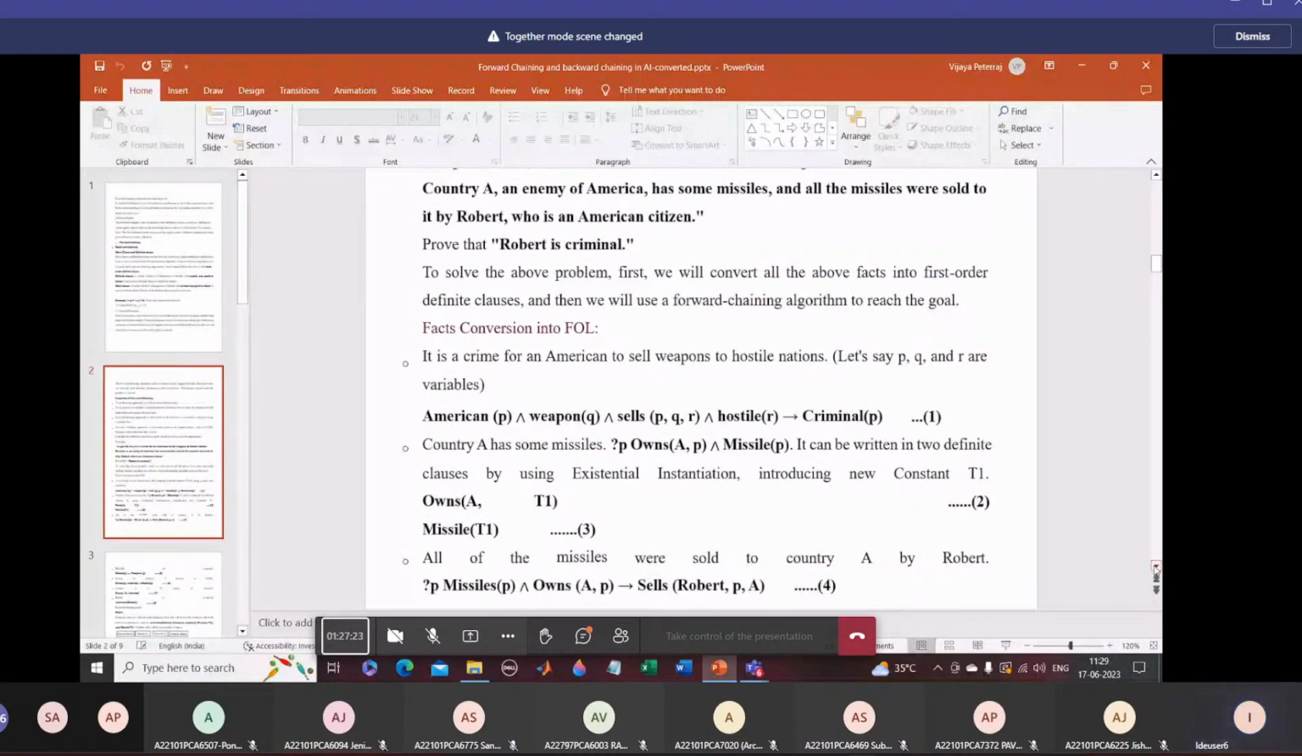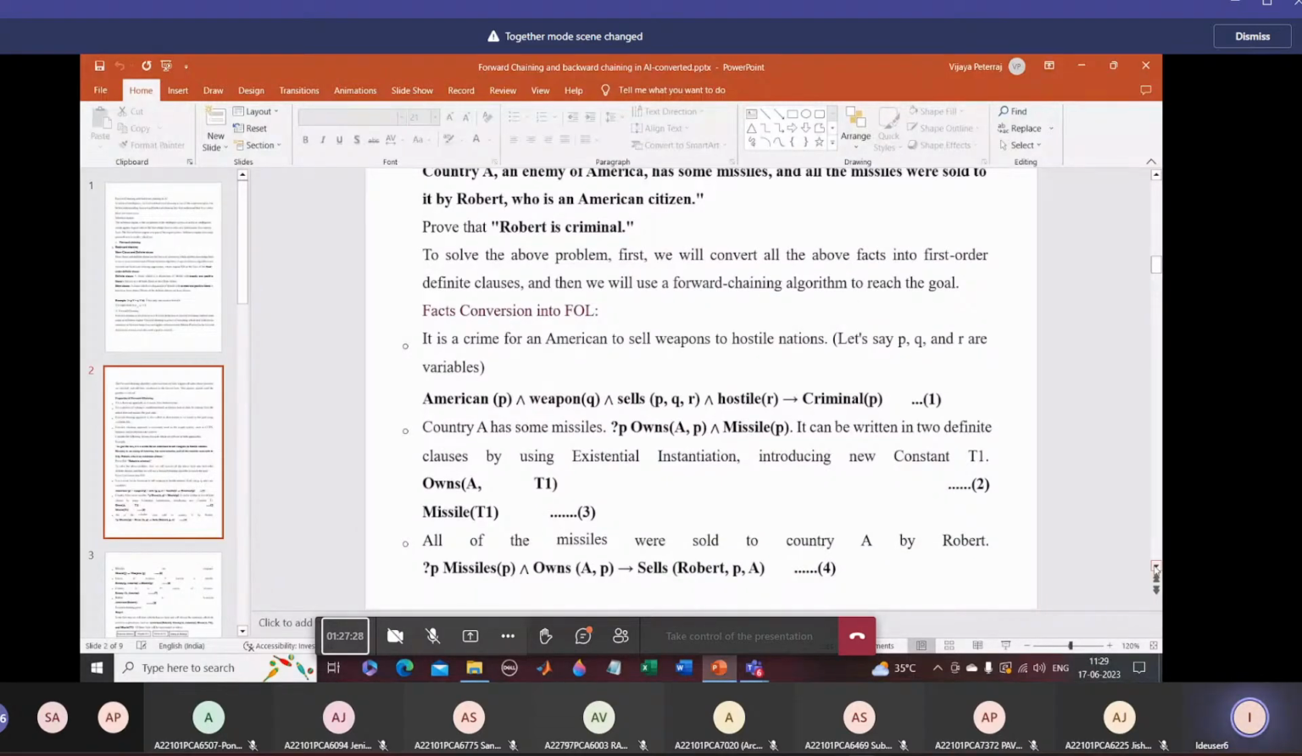So we have to convert it. The first one, what does the first rule say? It is a crime for an American to sell weapons to hostile nations. Okay. So we are taking three variables P, Q and R. P is an American, Q is a weapon, and the next fact is R is a hostile. Hostile means enemy. So P sells Q to R. With that we can conclude P is a criminal.